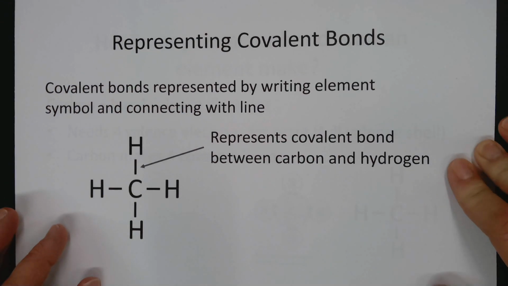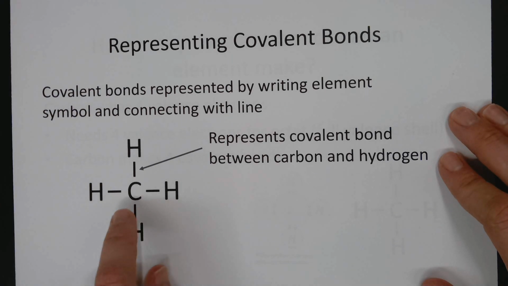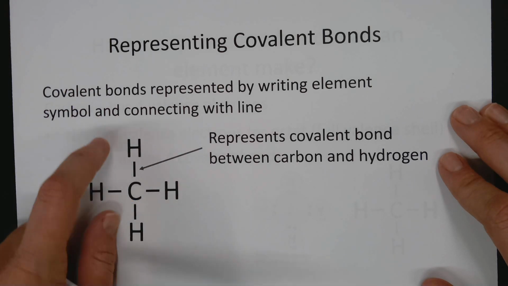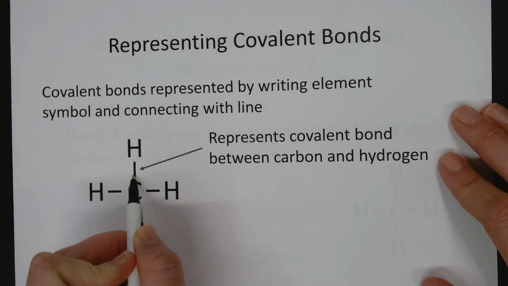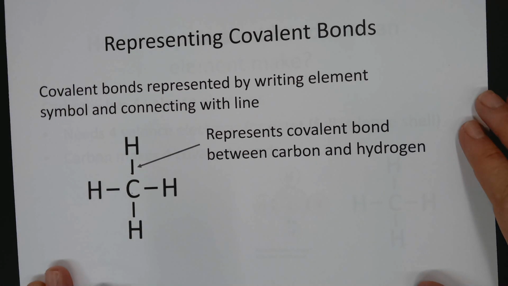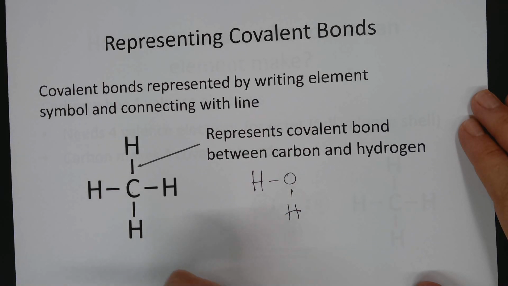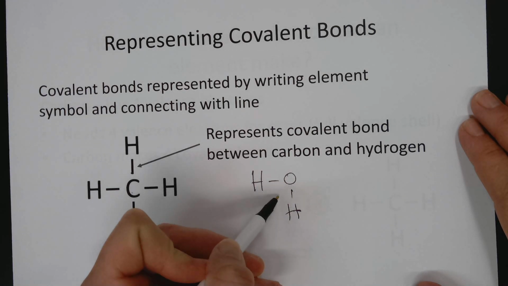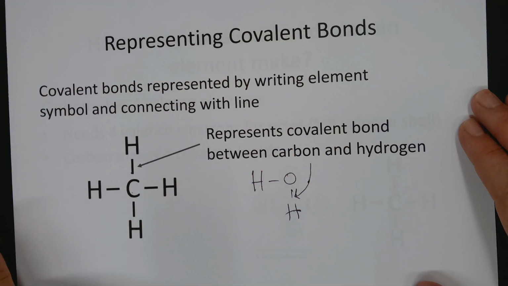Now, when we're drawing or trying to represent covalent bonds, what we do is we write out the chemical symbol. So here we have carbon, and then we connect the two atoms or elements with a line. So this line here represents a covalent bond between carbon and hydrogen. Another molecule you're going to see a lot is water. So we write out the chemical symbol from the periodic table, and then this line here represents the covalent bond between oxygen and hydrogen.